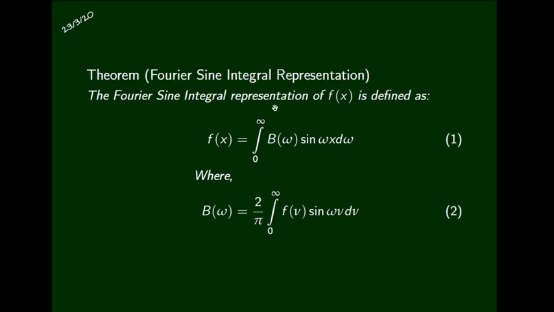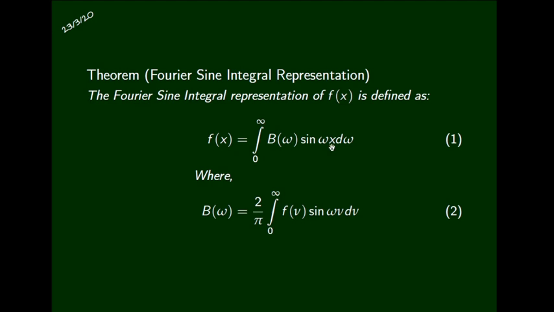The Fourier sine integral representation of f of x is defined as f of x equal to integral 0 to infinity b of omega sin omega x d omega. That means f of x can be represented as an integral of sine terms only. Then this b of omega can be evaluated by 2 by pi integral 0 to infinity f of nu sin omega nu d nu. So f of x is an integral of sine terms.